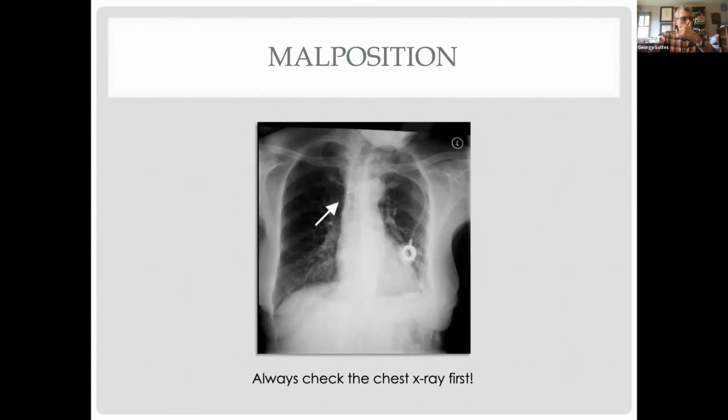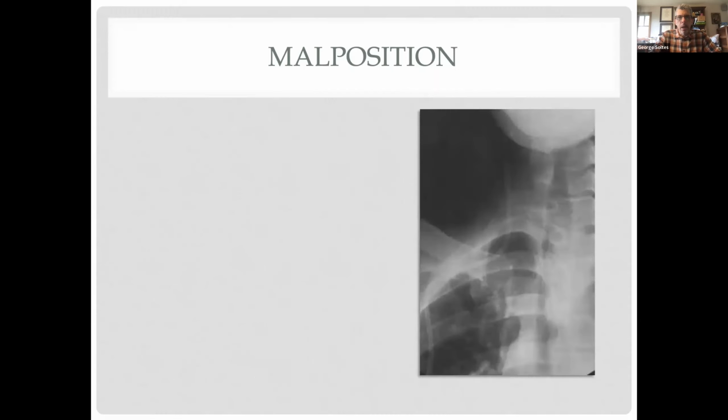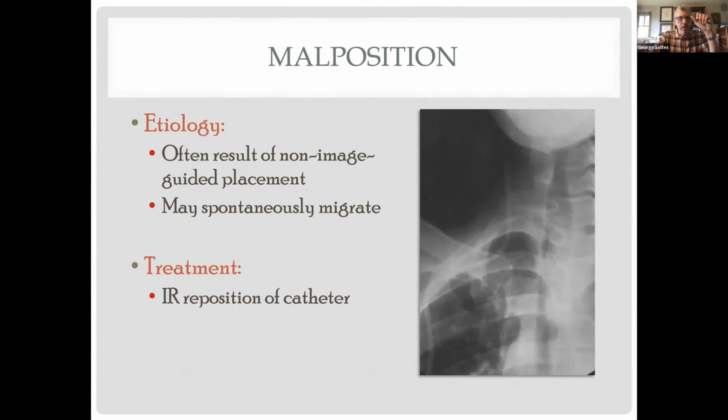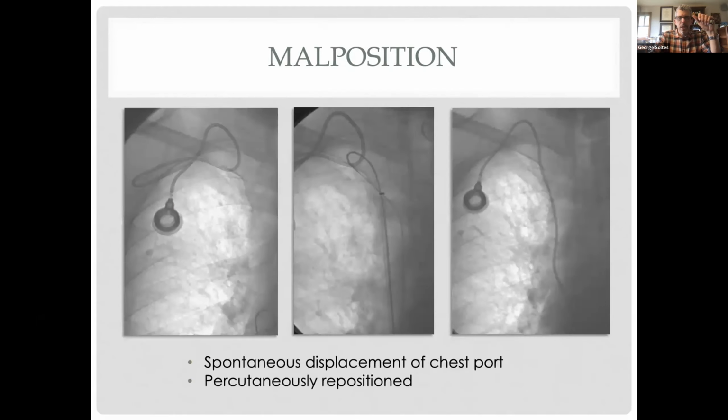So when they tell you a port's not working, before you do anything, get a chest X-ray, because one thing I know is you can't make a catheter longer, so the best treatment for this particular port is to take it out and just place a new one properly. Some malposition is because people are placing it without imaging guidance and it just goes where it goes. Sometimes catheters will spontaneously migrate. These are fun to treat. We can reposition them with wires, or sometimes we can do crazy things.